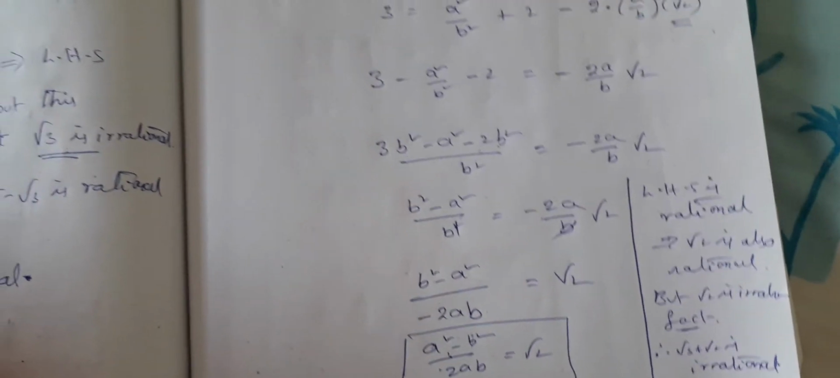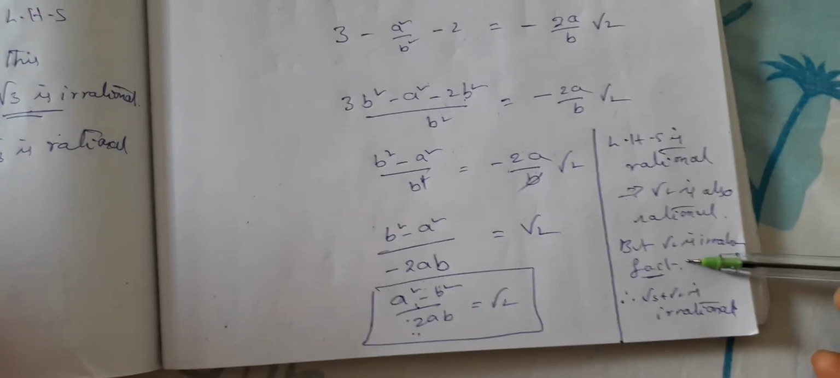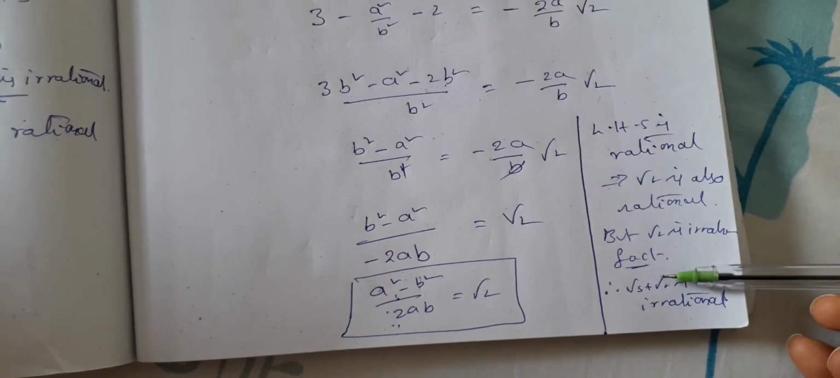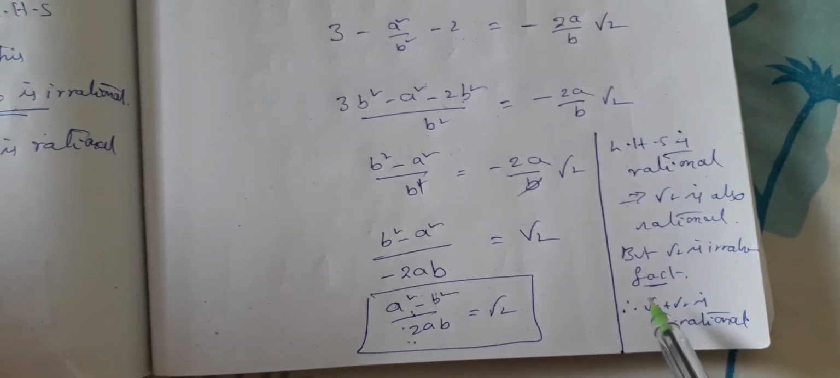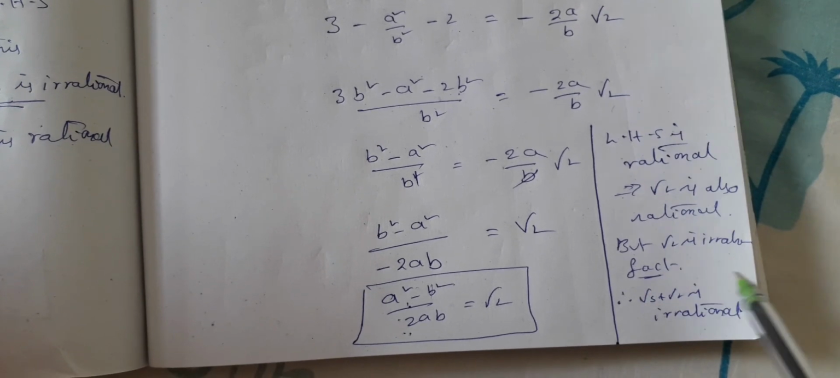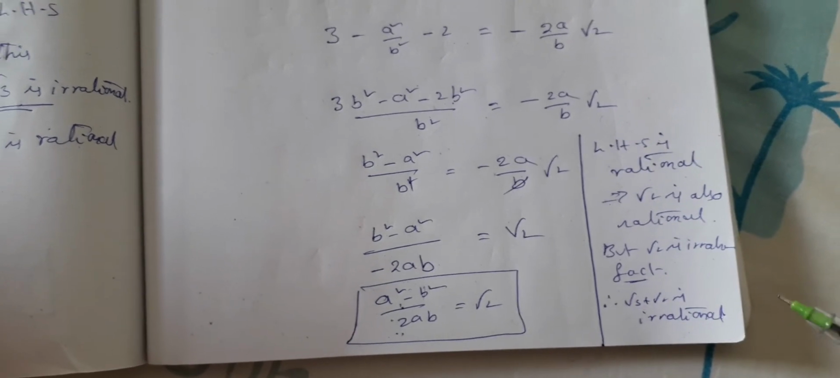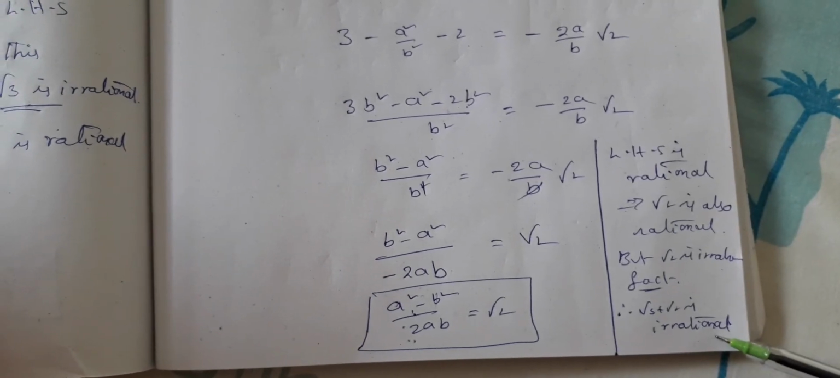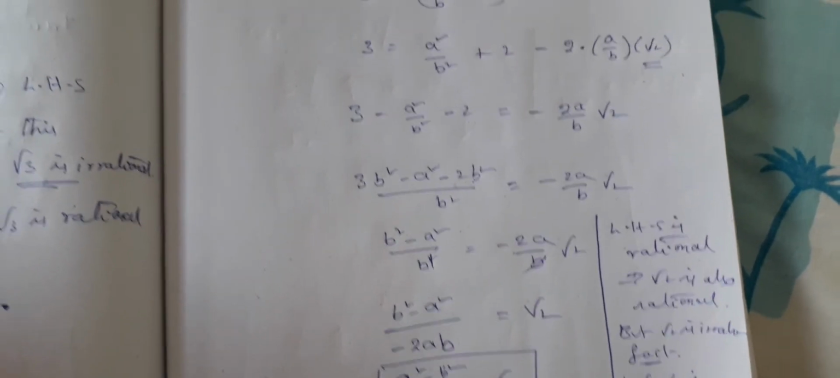So this is how you have to write the conclusion. So therefore you have to write, it contradicts the fact that root 2 is irrational. Therefore our assumption is false. Write a step here extra. Our assumption is false. Hence root 3 plus root 2 is irrational. Is that clear, children?